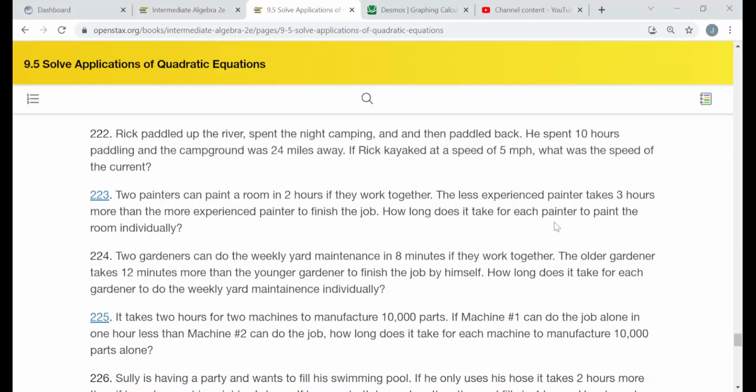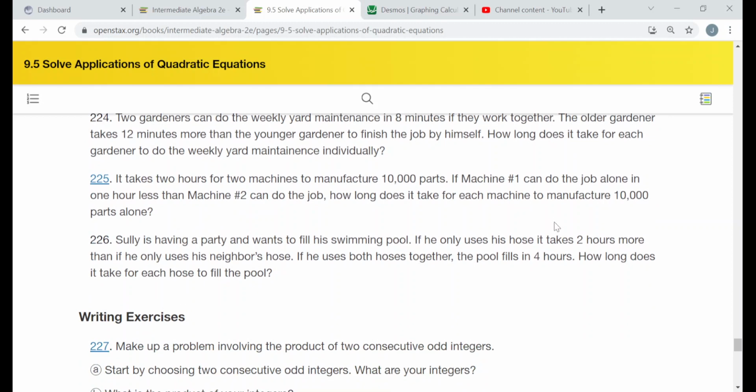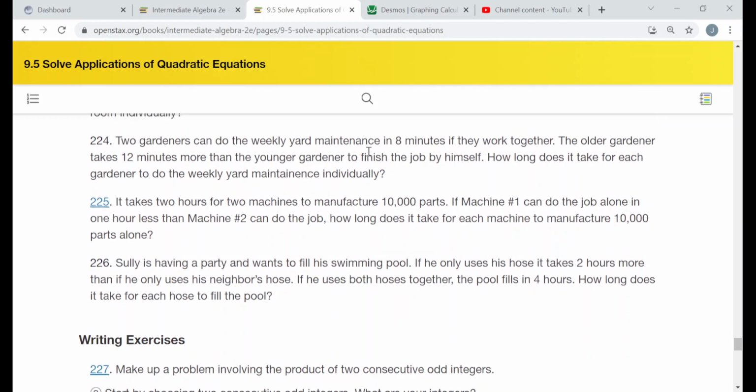All right, next exercise, 224. Just got 2 more here. This is about doing work problems. You've seen this before, it's been a while. So 2 gardeners can do the weekly yard maintenance in 8 minutes if they work together. The older gardener takes 12 minutes more than the younger gardener to finish the job by himself. How long does it take for each gardener to do the weekly yard maintenance individually?